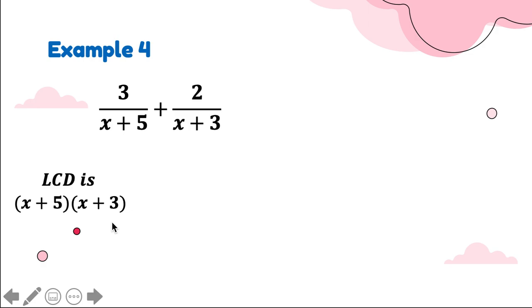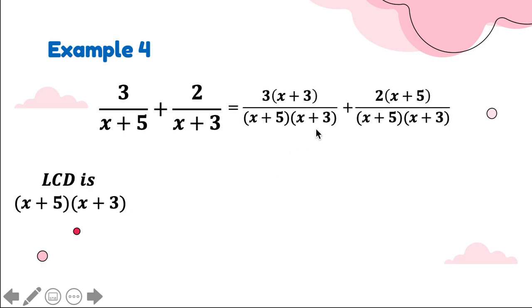For example, what is the LCD of 3 and 5? The LCD will just be 15 by just multiplying 3 and 5. The same thing here, we have 2 prime factors, or 2 prime polynomials. Therefore, we just need to multiply the two expressions to get the LCD. Okay? Next, we have to write the two fractions using the same denominator, using the LCD, which is x plus 5 and x plus 3.